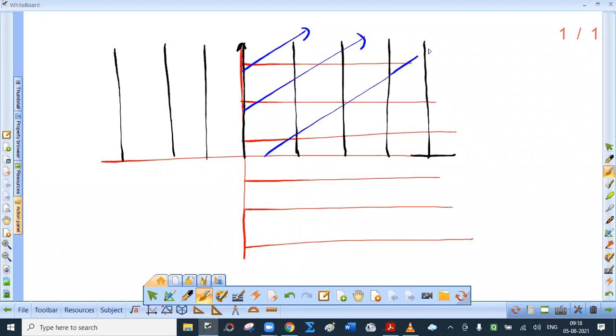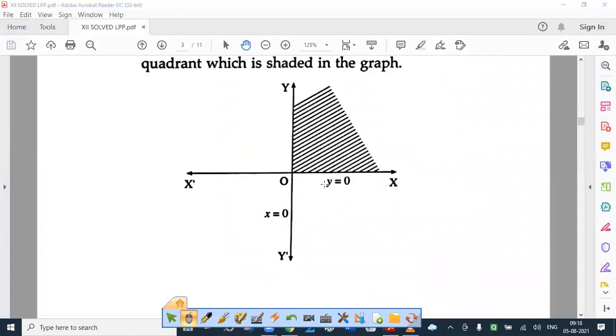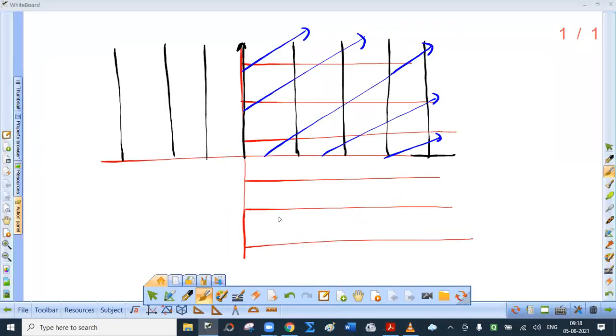At least I ask students to draw the graph like this. This looks better also. Okay. So it's a matter of practice. In the exam, you need not show this part. You have to directly show the common solution.